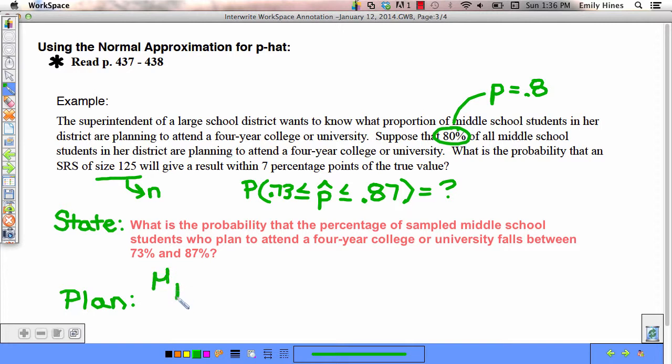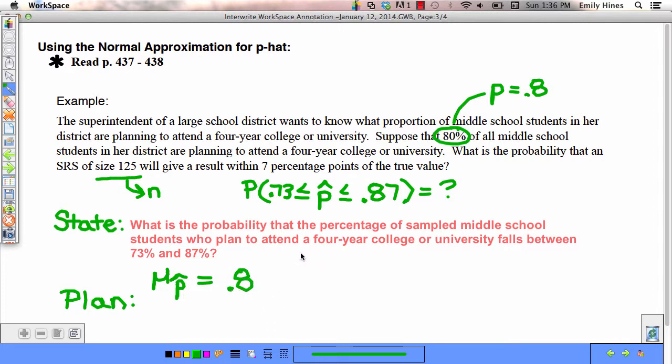I know that if I'm talking about the probability that I'm going to get a sample proportion, okay, the probability of p-hat, that means I'm dealing with the sampling distribution. So when I see something like this, what is the probability that a simple random sample will give a result? Things like that tell me that I'm dealing with the sampling distribution of p-hat. And I know that the mean is equal to the true proportion, which is 0.8.